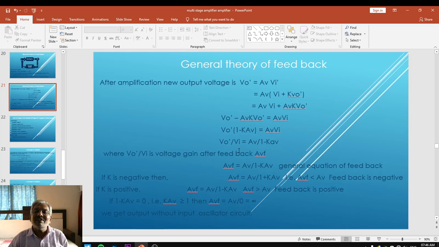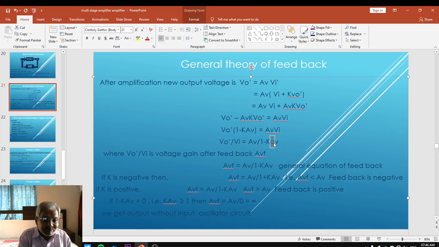Take Vi dash to the left side, so that Vo dash upon Vi is equal to Av upon 1 minus K times Av, where Vo dash upon Vi is the voltage gain after feedback, that is AVF. Therefore, AVF equals AV upon 1 minus K times AV. AVF is the voltage gain, F is for feedback. So voltage gain after feedback is given as AV upon 1 minus KAV. We can call it the general equation of the feedback.